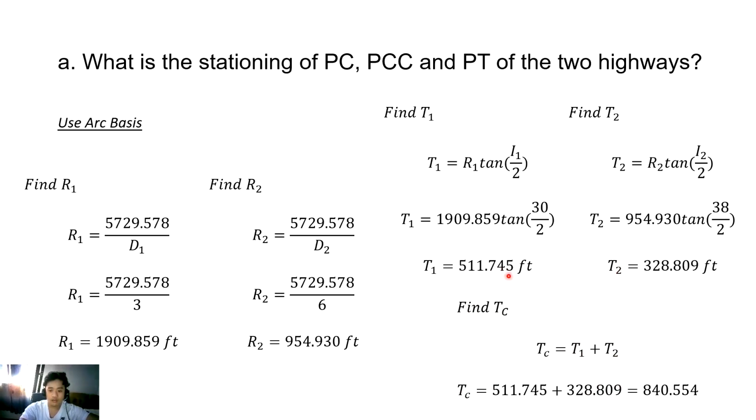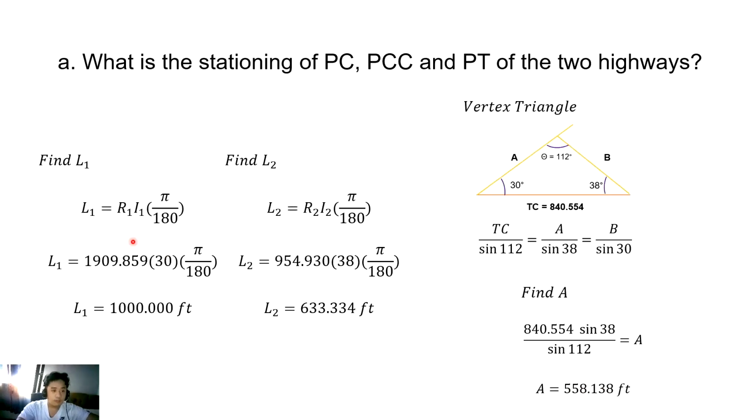So, 511.745 plus 328.809 will get 840.554. Para makuha naman yung L1, same formula. R1 times I1 times pi over 180. So, substitute lang natin to. 1,909.859 times 30 times pi over 180 and we'll get L1 equals to 1,000 feet.